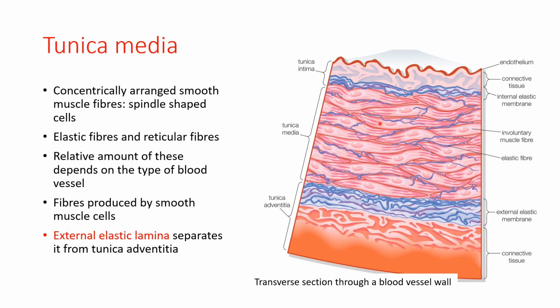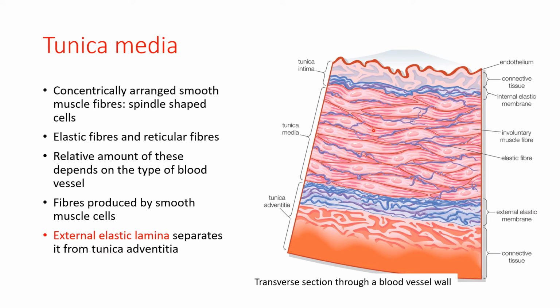These fibers and the extracellular matrix are actually produced by the smooth muscle cells in the tunica media. There are no fibroblasts here to produce the various connective tissue fibers. This layer, the tunica media, is relatively thicker in the arteries compared to the veins.